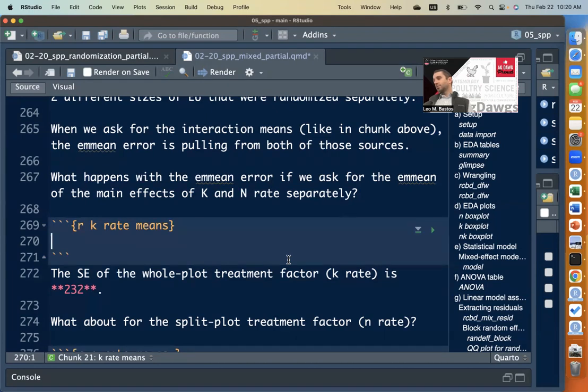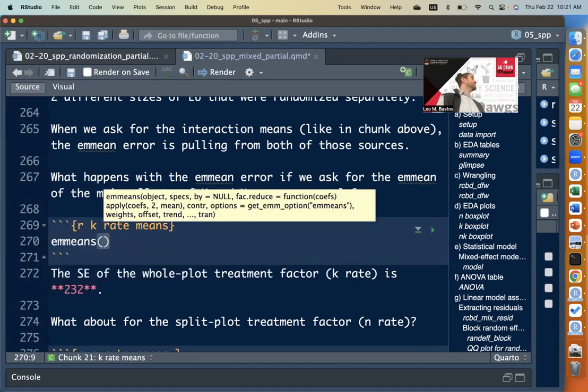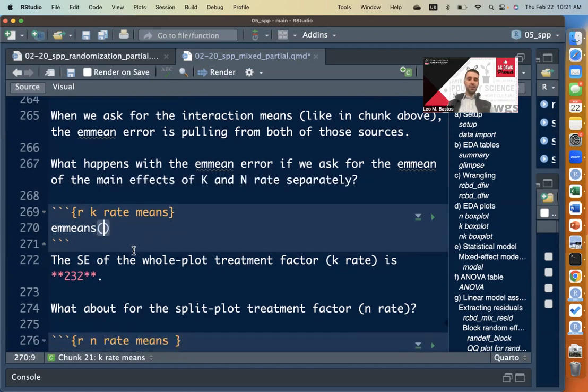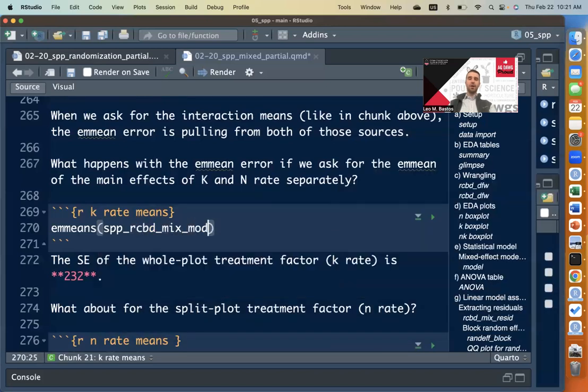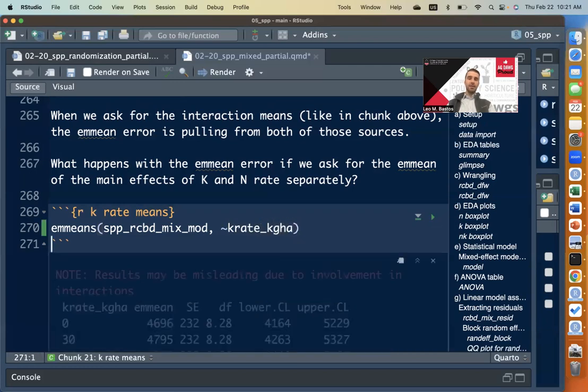I do want to do that here just so we can see what the error of those means are, because that's going to allow us to understand these different error sources on the split plots. So what I want to ask you to do here is use the emmeans function. We're not even assigning this to an object, I just want to print this for us to visualize. So we give the object name, SPP_RCBD_mix_mods, that's our model object. And I just want to ask for potassium rates, so I give it the tilde and say K rate, kg hectare.